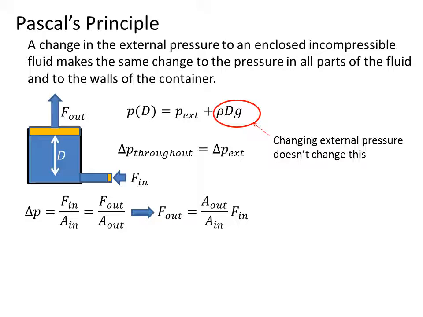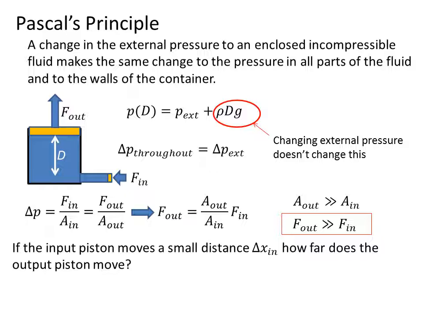We can then rearrange this so we find that F out is equal to A out divided by A in times the force in. So since A out is much bigger than A in, the force out is much bigger than the force in.